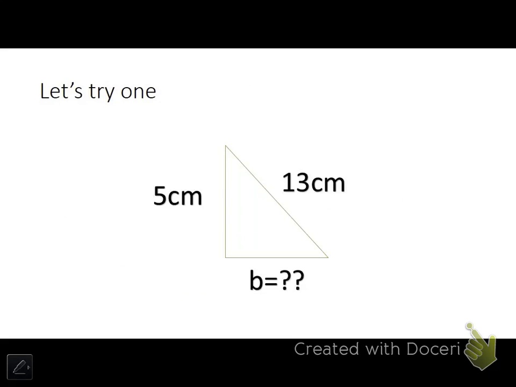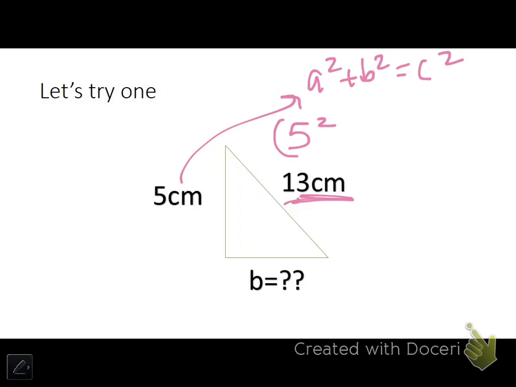Okay, so let's try one. So again, it's a squared plus b squared equals c squared. So this is my c squared, and this can be either a or b. It doesn't matter, but since this is labeled b, that's what we're going to replace with our question, because we're trying to figure it out. So we're going to plug this in for our a squared, and this in for our c squared.